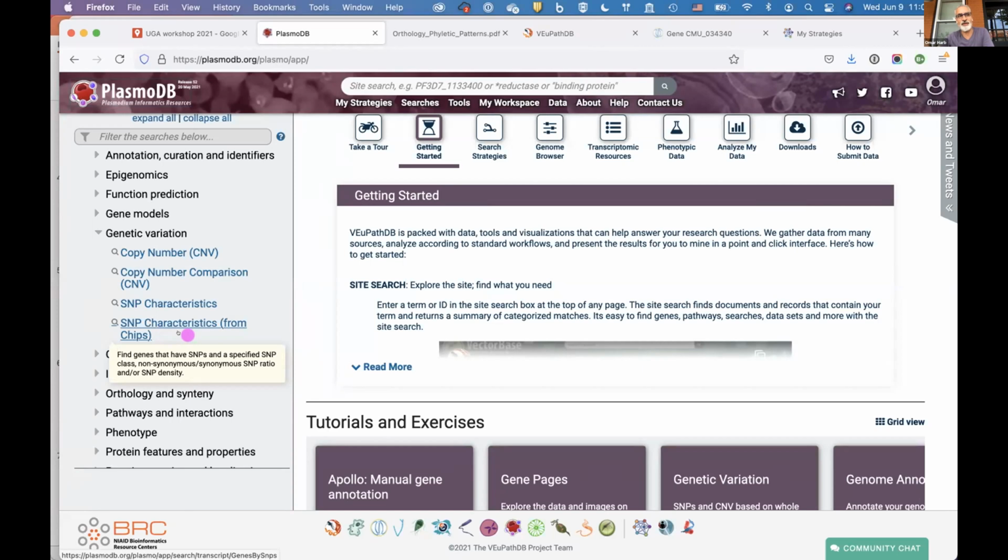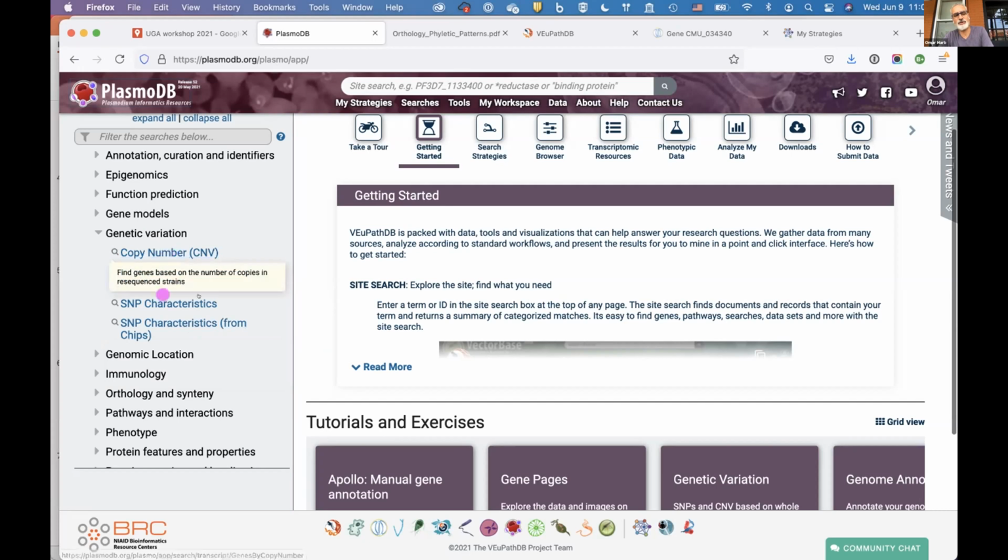And the array is obviously plated with a number of SNPs that are known in a particular region, and that allows you to distinguish the types of SNPs from each other. But the search runs pretty much in the same manner. You can select the characteristics of the SNPs. And then you can also ask these copy number variation questions.